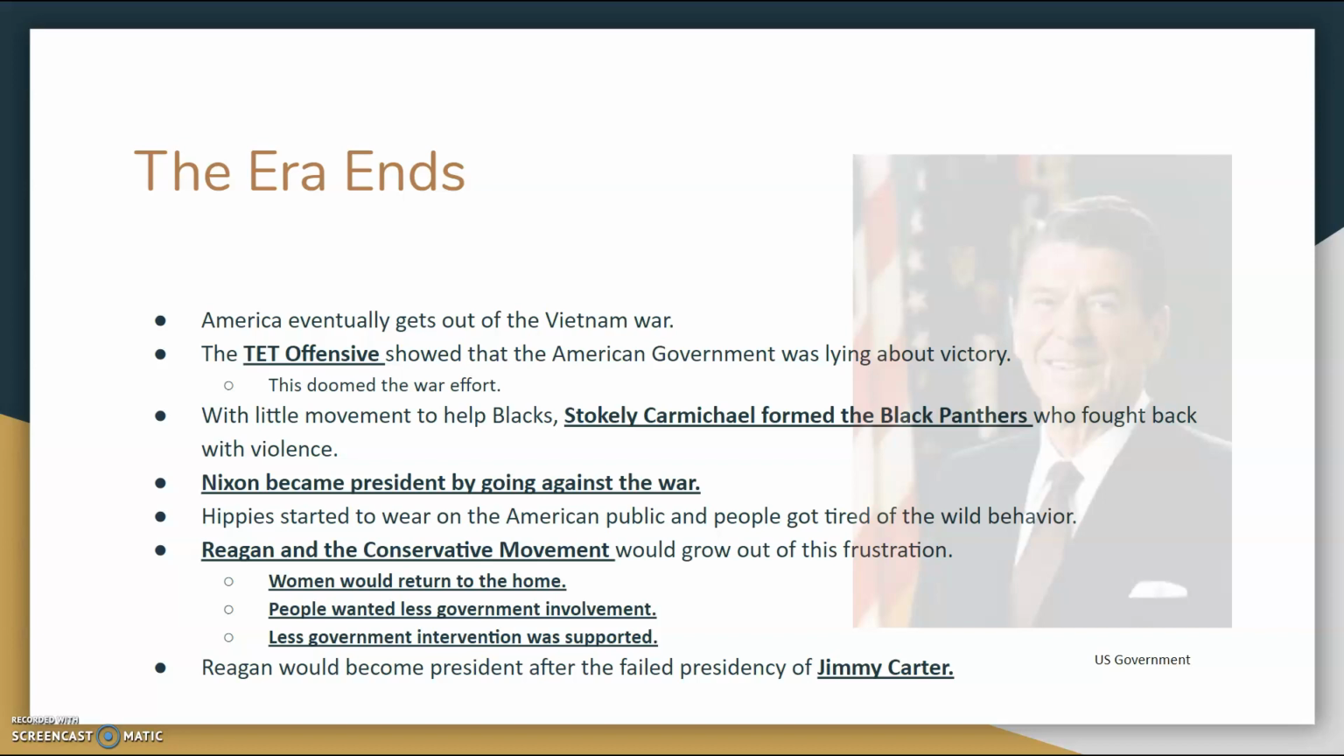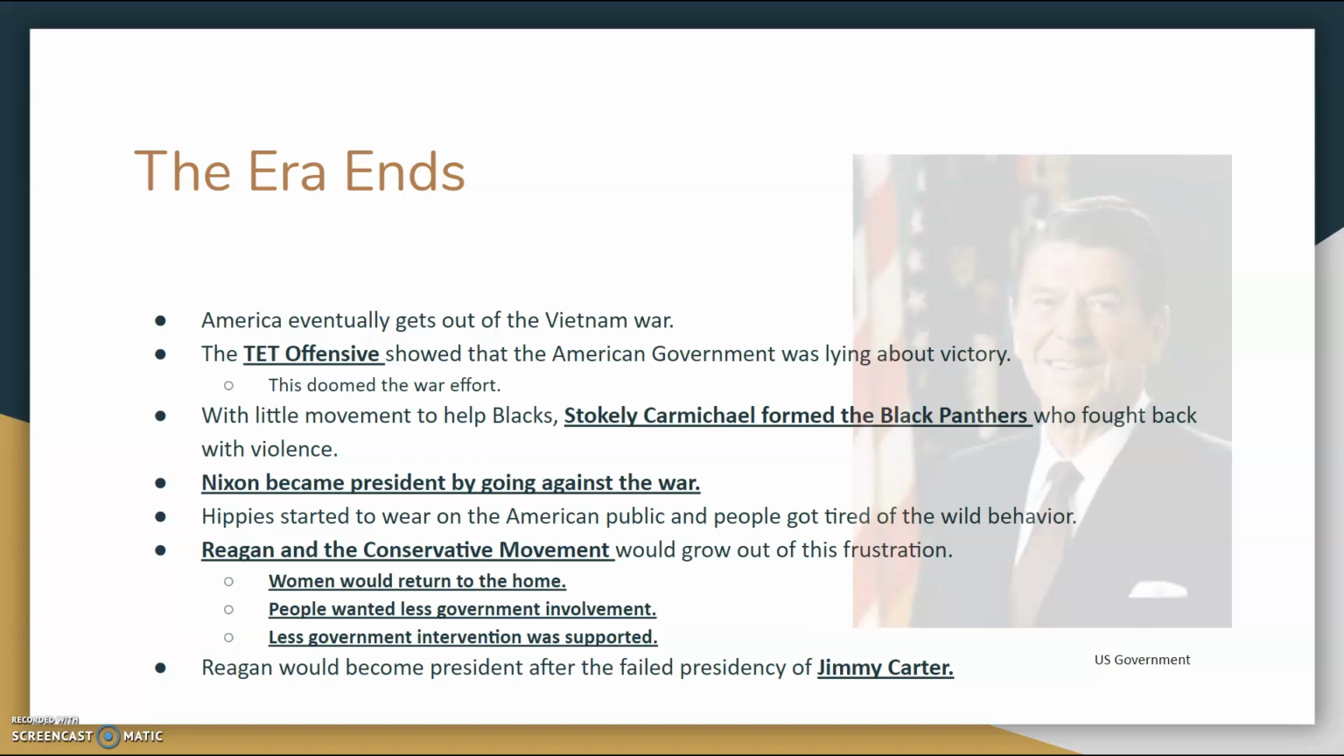And the big thing was called the Tet Offensive. America ended up getting beat, and the American government had been telling people that America was going to win the war, and they were winning, and it showed that America was lying about how much was actually going on in Vietnam, and people started to really lose support, and eventually troops were withdrawn from Vietnam because of those reasons.